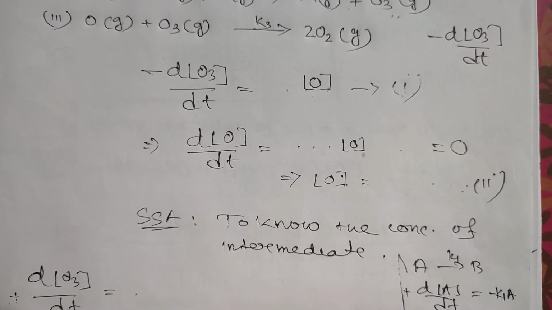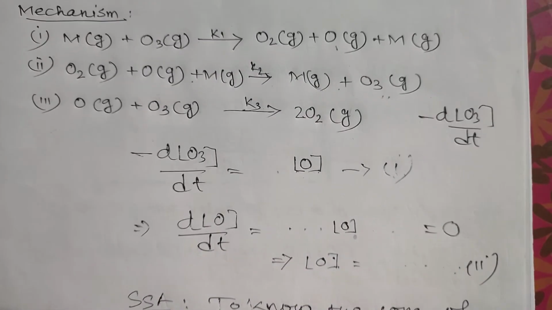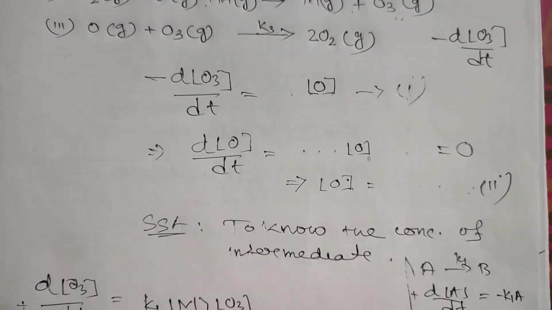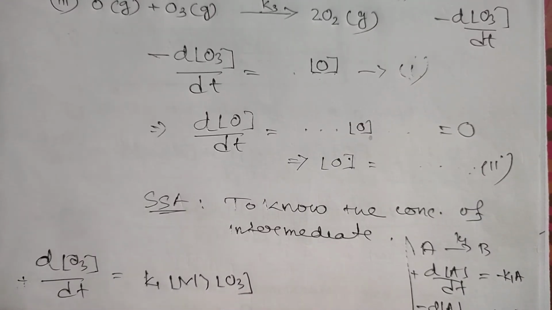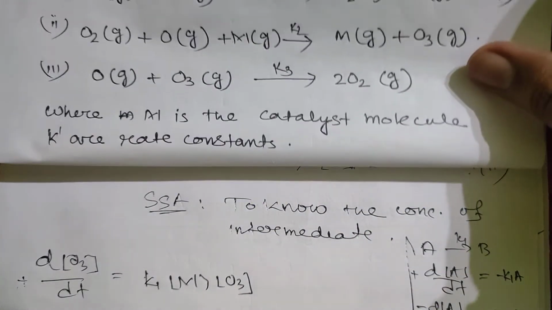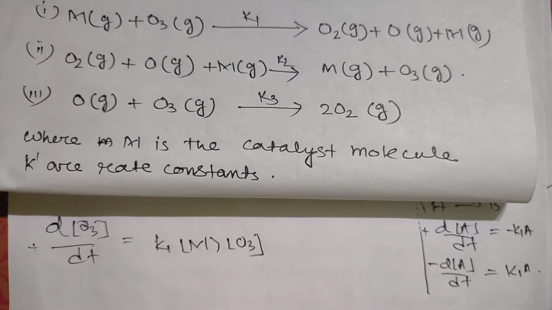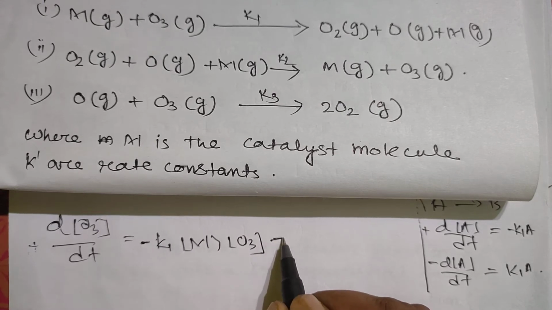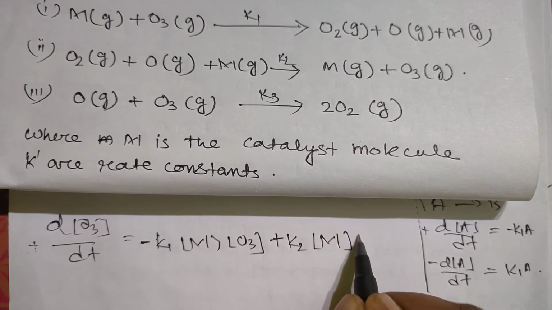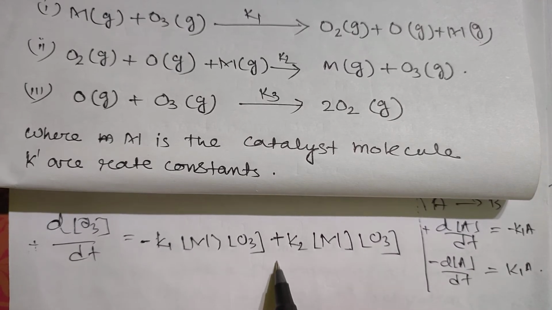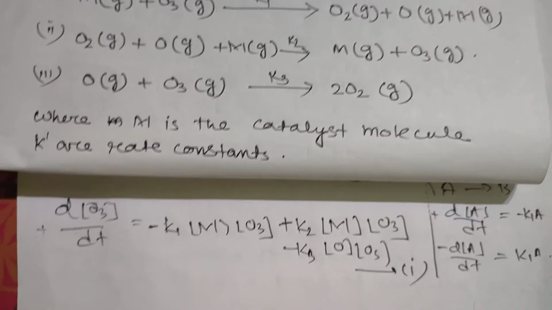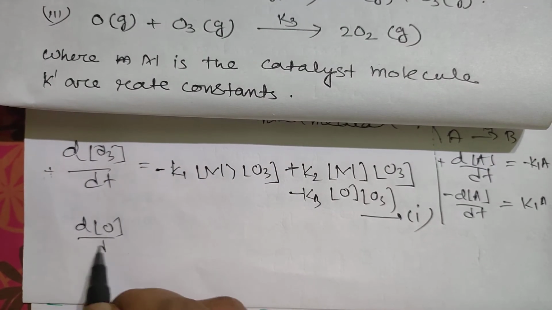So dO3 by dt will be minus K1 [M][O3], plus K2 [O2][O][M], and minus K3 [O][O3]. So this is equation 1, and the other is dO by dt.